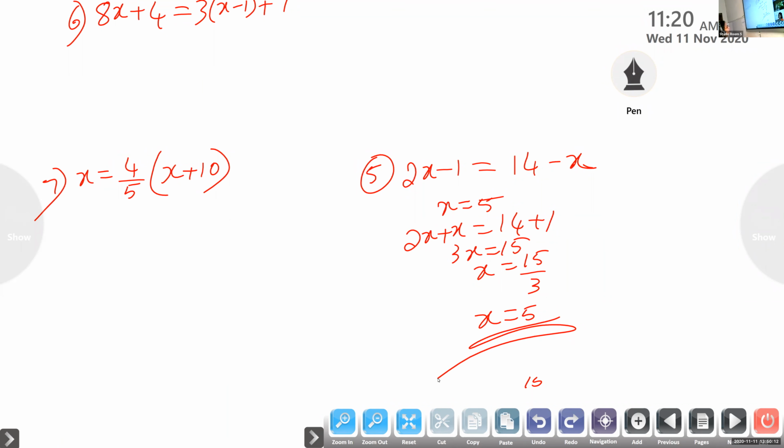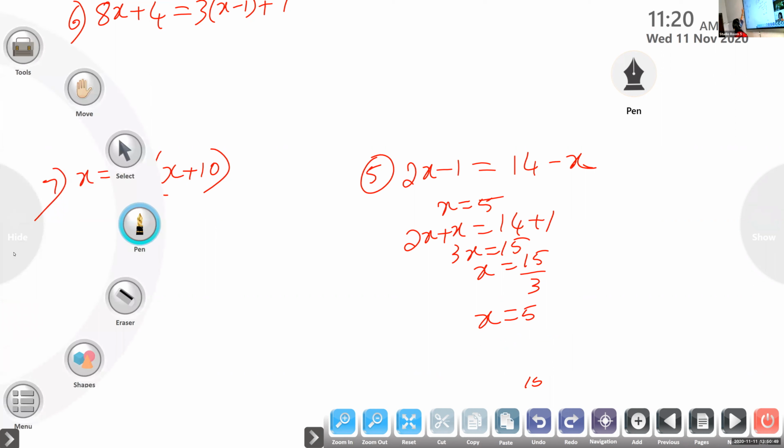Collect x terms to the left side, constants to the right side. Sixth answer: is it 4 by 5? No, not 4 by 5. Yes, it is 0. Correct. Others, check once again. Check your answers and find out where you made the mistake.